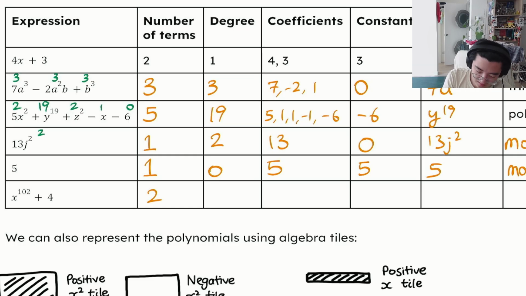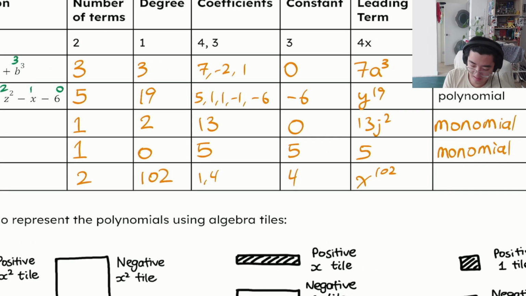Okay, next, degree. Very obvious one. The exponent is 102, and the degree of this term here is 0. The degree of the polynomial is 102. The coefficients here, nothing in front, so it must be a 1, and then a 4. Constant is the 4, the one without the variable. Leading term, of course, is the one with the huge exponent. There are two terms here, so it's called a binomial.